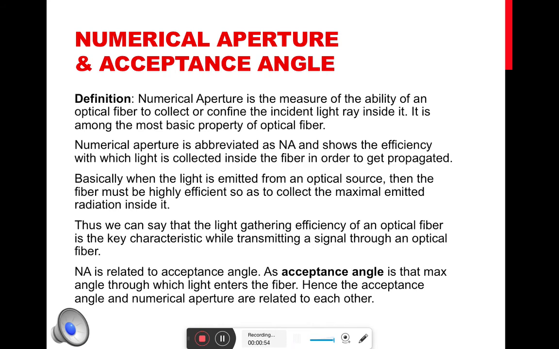the angle in which a ray should be launched so that it gets confined to the fiber and propagated. That angle is called the acceptance angle, and the area of curvature in which the ray should be launched so that it is confined to the fiber and finally propagated through the principle of total internal reflection is called the numerical aperture. So numerical aperture and acceptance angle are interlinked.